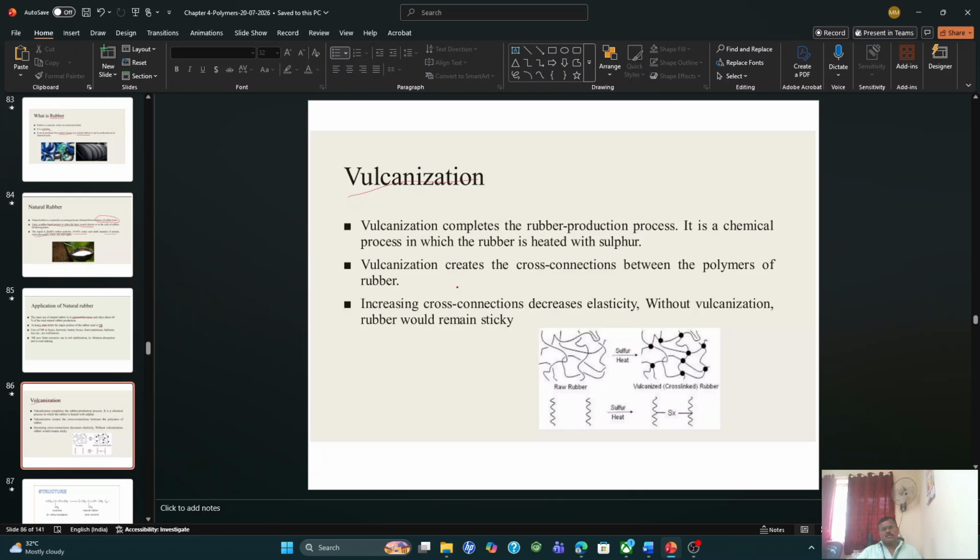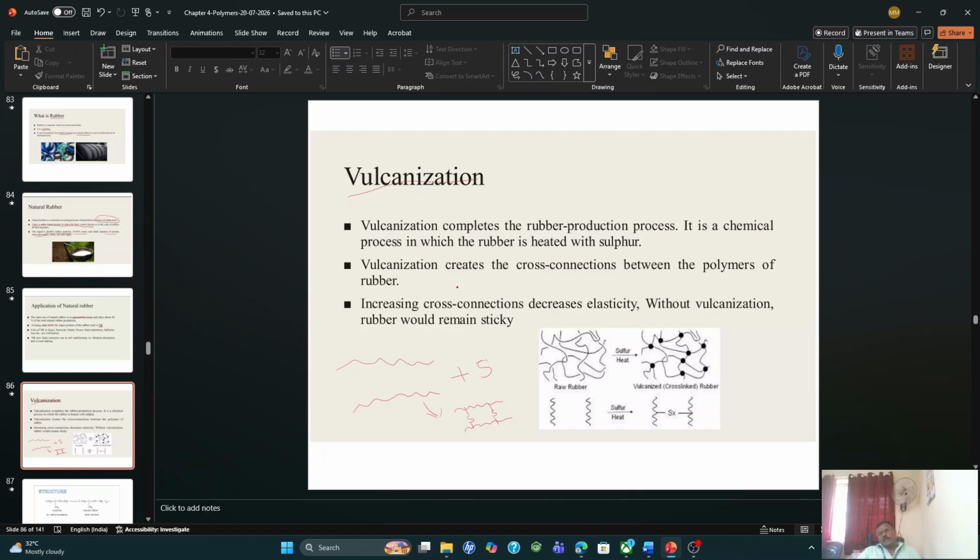What is vulcanization? Suppose we have two linear chains. When you add sulfur into it, sulfur is a yellow powder that will give us an interconnectivity between the two linear chains. This is one chain and this is another chain. Sulfur will be placed in between and it will bridge the two linear chains. So due to that, what happens? A lot of physical properties and chemical properties will be enhanced.